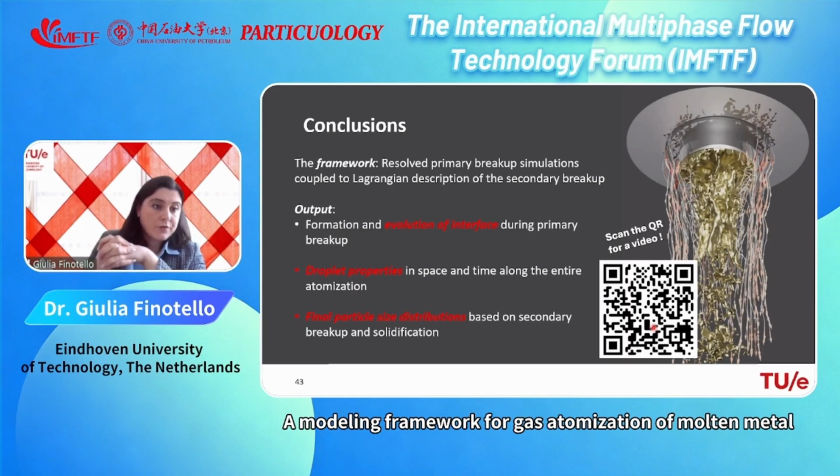And what we can get from it is the formation and evolution of the interface during the primary breakup. We're able to gather droplet properties information in space and time along the entire atomization process. And what we get then at the end of the secondary breakup and solidification is a final particle size distribution.